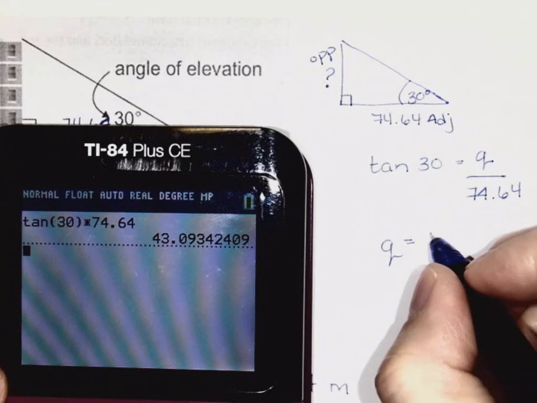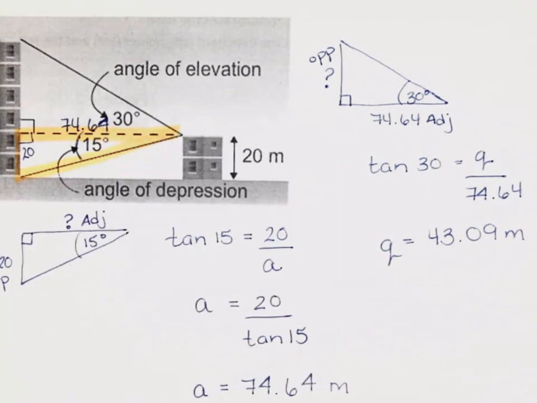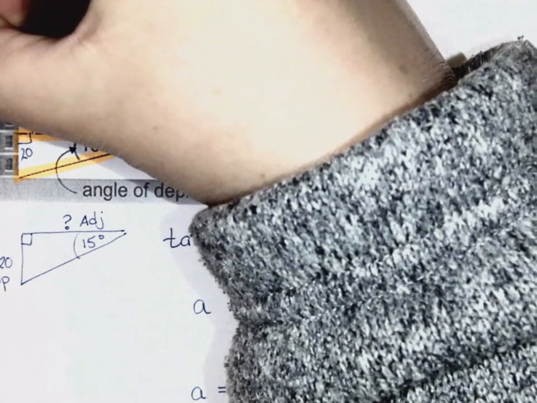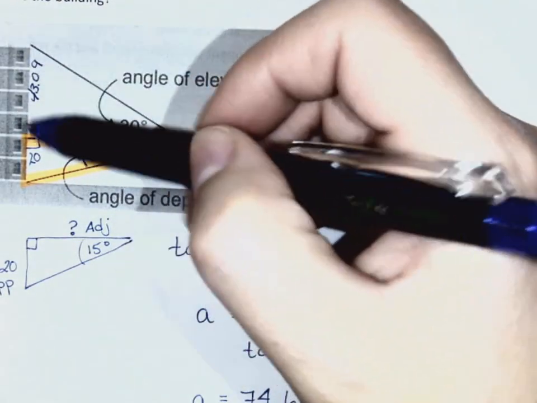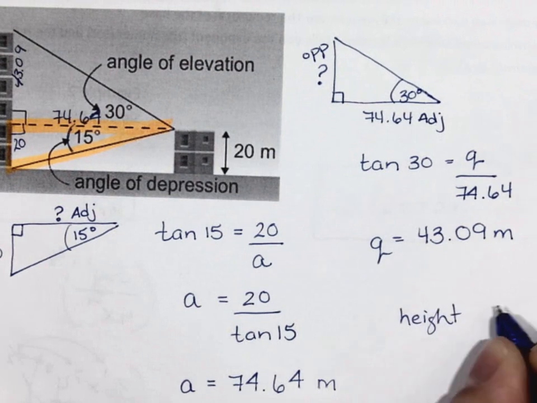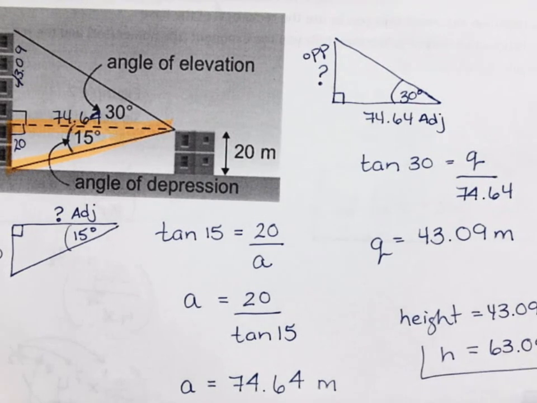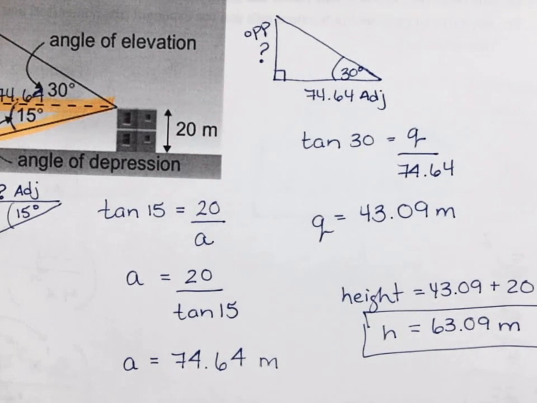And it's really important that you try this in your calculator so you know how your calculator works. Make sure you're getting these same numbers as I am. Okay, so what's the height of the building? Well, I know Q is this side, and that is 43.09. I know that that's only this portion of it. I know that this part here is 20. So I know my height is going to be 43.09 plus 20. So I'm going to have 63.09, and I need my units of measure. So my height of the building is 63.09 meters. Okay, so there's right angle trig, really quick.